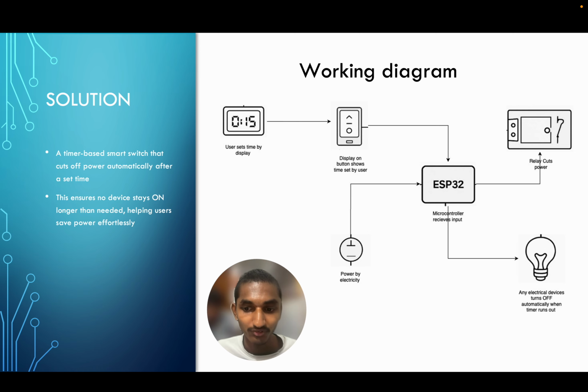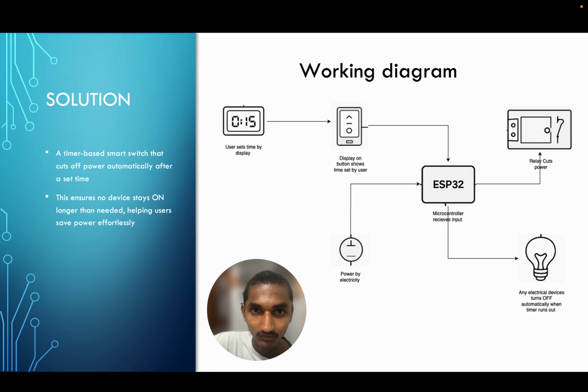As I said, automation is lacking in the button switches which we use every day. So what is the solution? There is a solution for this, and that is the smart timer based switch, which works as follows, which I'm going to explain now. It is a timer based switch which will automatically cut off the power when we have set the time limit. We will enter that limit on the display which we are using on the button. I'll explain it in a moment. This ensures that the device will no longer stay on once the relay module we have used is commanded to turn it off.